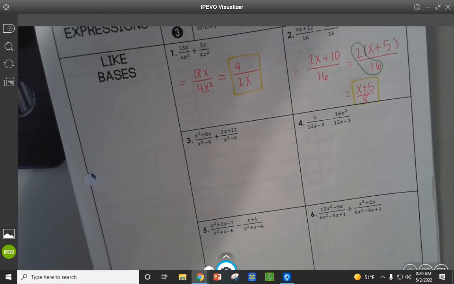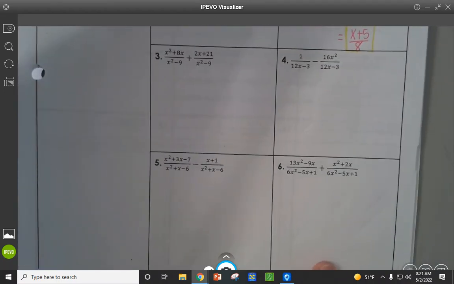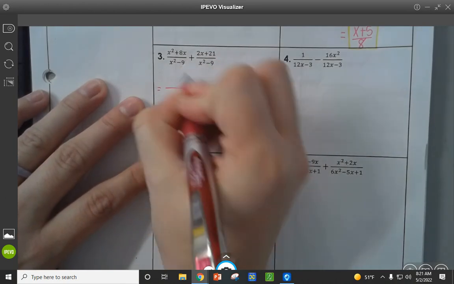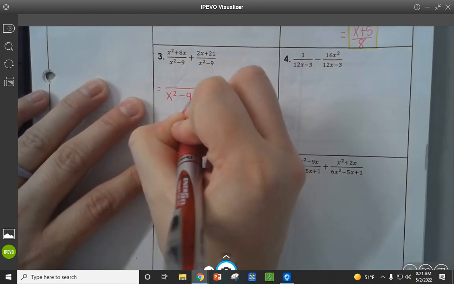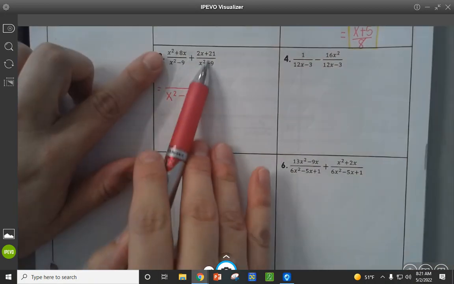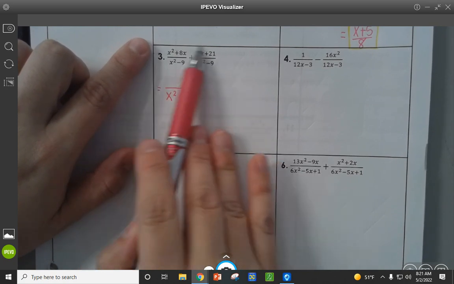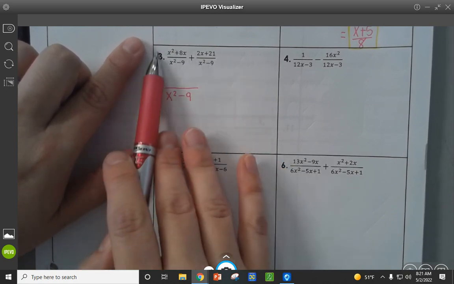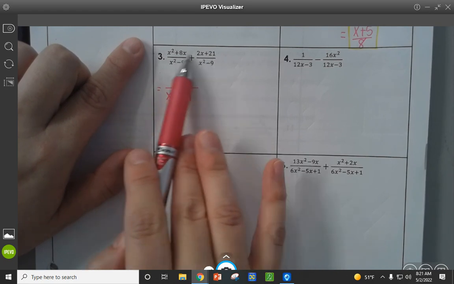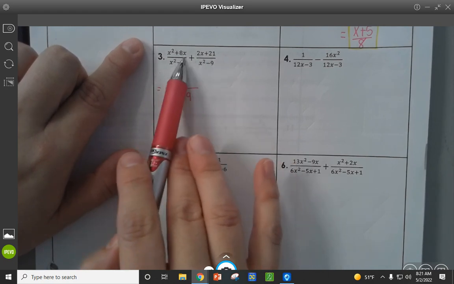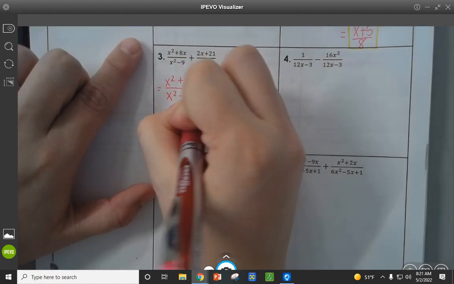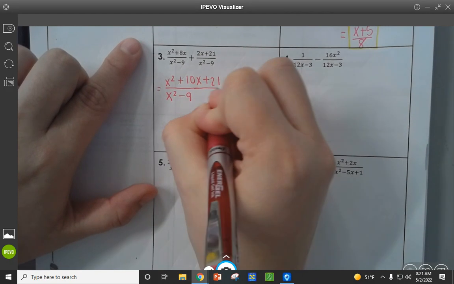Number 3, we have like bases or common denominators. So when we add, that's going to stay x squared minus 9. And this is an addition problem, so we're adding the numerators. The only like terms that we have are this 8x and 2x. That's going to become 10x. So x squared plus 10x plus 21.